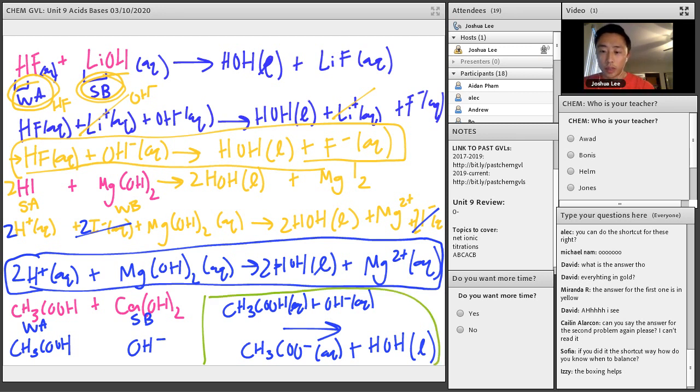Did you do the shortcut way? Do you know when to balance? How'd you balance here? Ca, that'll be Ca, 3, 2. Yeah, if you did the shortcut way, as long as you showed your work, I wouldn't mind if you didn't balance. It's fine.